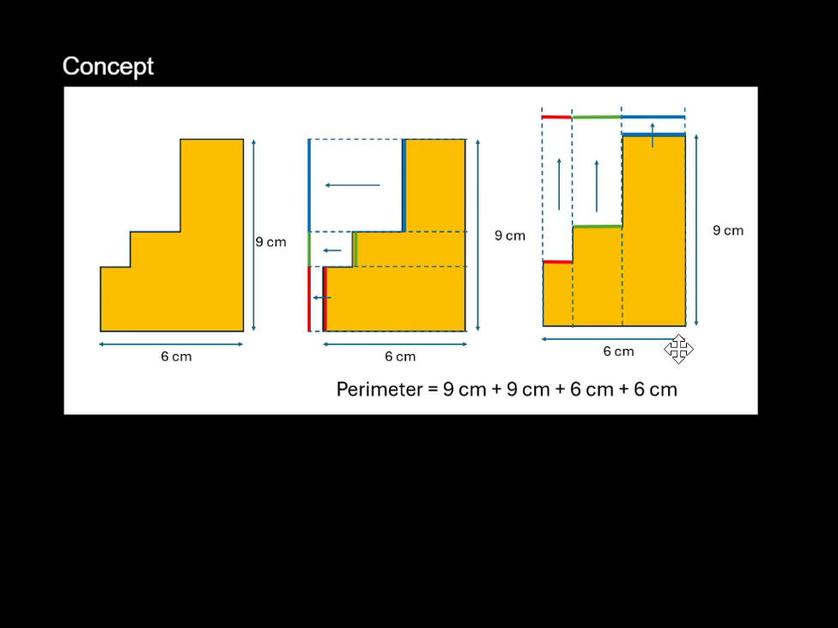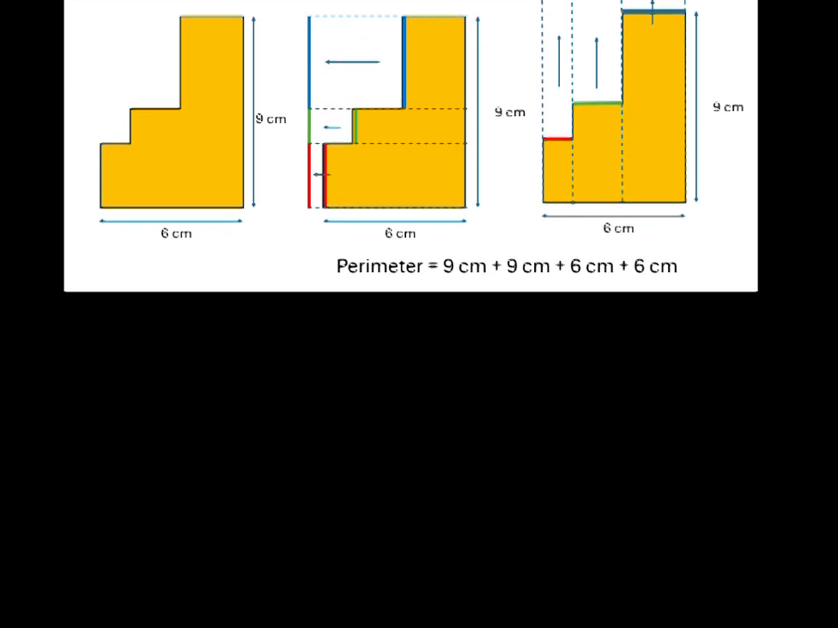Similarly, for the base of 6 centimeter, we can do the same. The red, the green, and the blue we move up. We know the total length is 6 centimeter. Do we need to know how long is the red line, green line, and blue line? We don't have to, because we are only interested to find what is the perimeter of this object. So in this case, the perimeter is 9 centimeter on the right, 9 centimeter on the left, plus the 6 centimeter below and 6 centimeter on top. So this is the perimeter of this object. And this is the concept that your child needs to know.